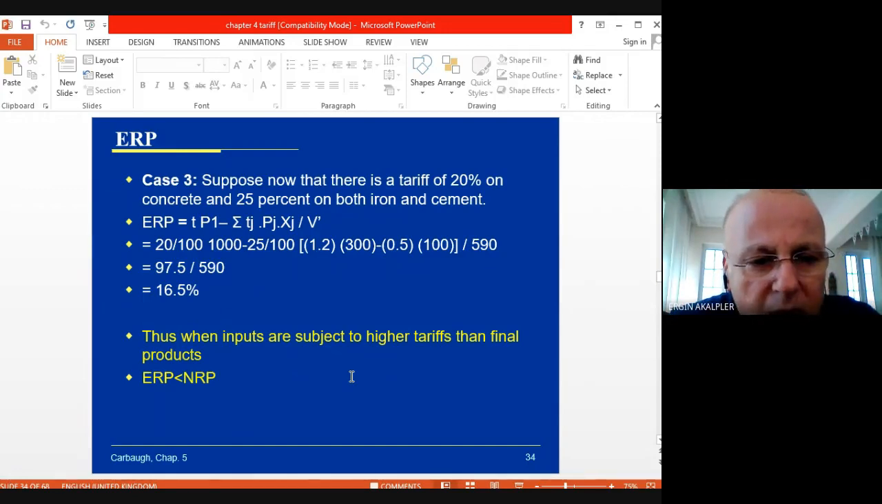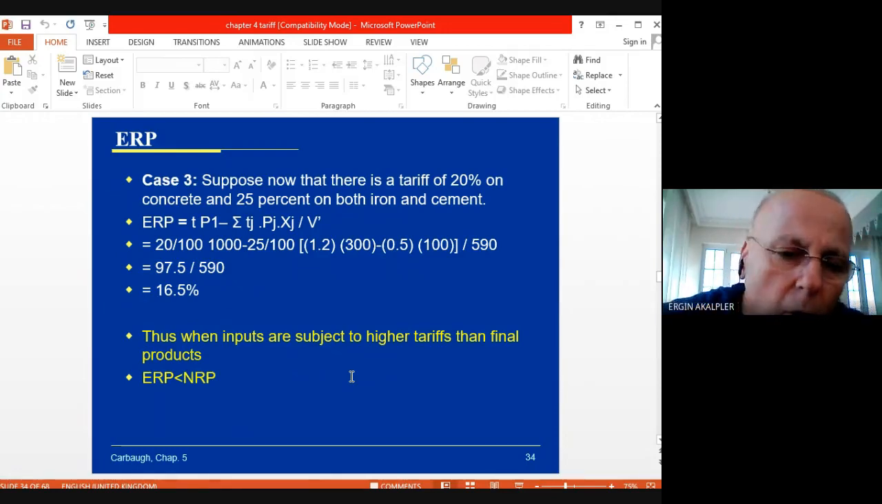Then when we calculate the effective rate of protection, this will become, of course, 20 over 100 multiplied by 1000 minus 25 over 100 in bracket 1.2, again multiplied by 300 minus 0.2 multiplied by 100, because this is the summation of this example, divided by 590. Then the conclusion comes: 97.5 divided by 590. Then you see the effective rate of protection will become now 16.5%, which is less than the nominal rate of protection. Thus, when inputs are subject to higher tariffs than final products, effective rate of protection is not realized.